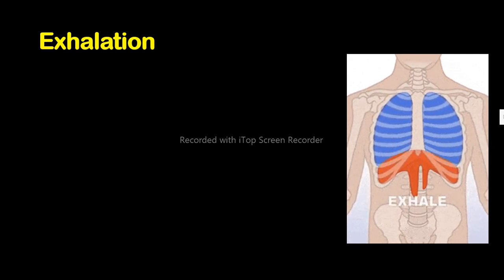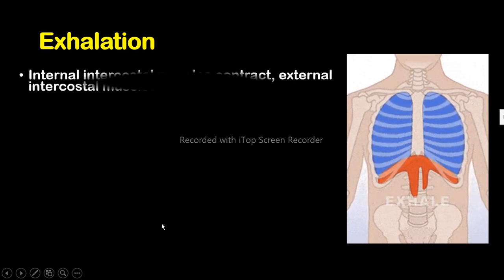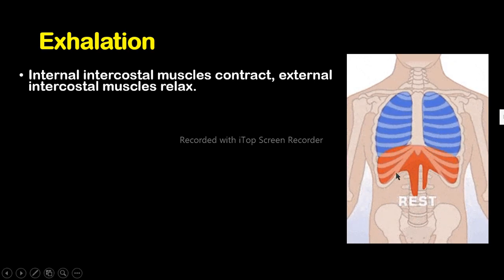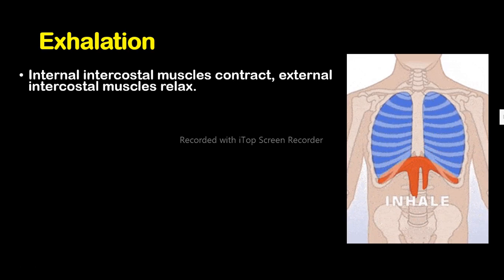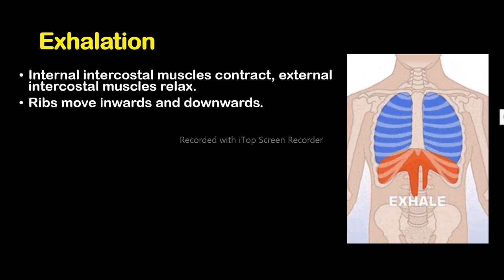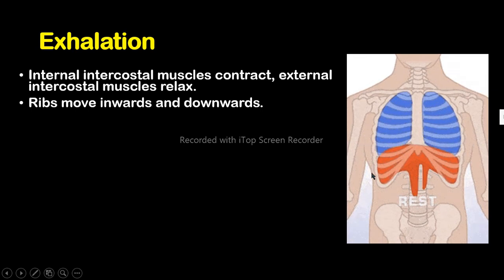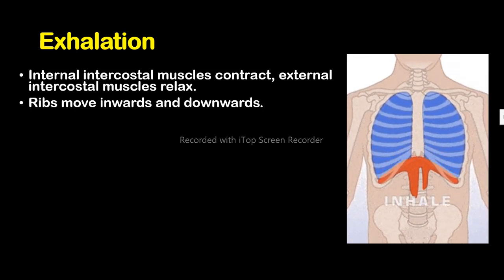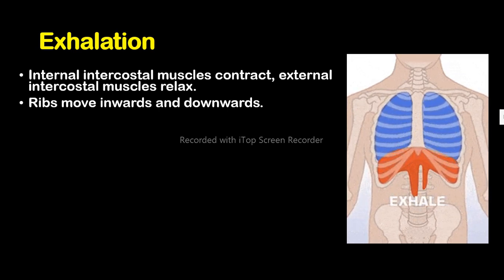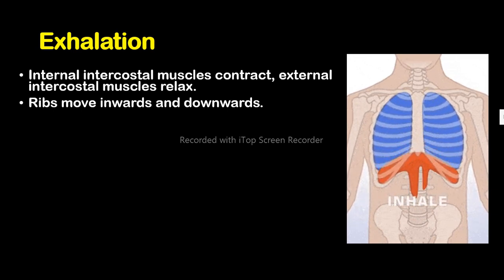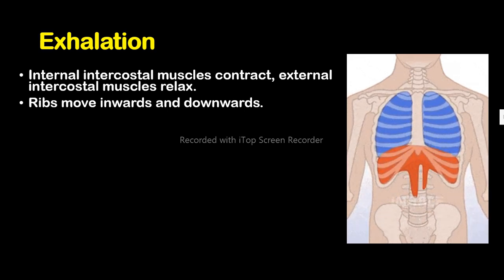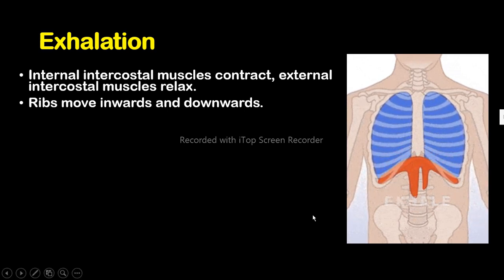And how is this achieved? The reverse of what we've just talked about. So the internal intercostal muscles will contract and the external will relax, those which are attached inside. So they will pull the rib cage to move inwards and downwards. When you breathe in, it moves both up and outwards, you can see how it moves. So if you understand that concept, then you'll be in a position to attempt any question.